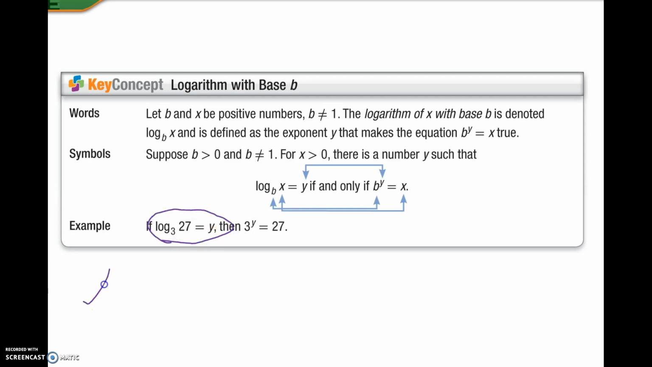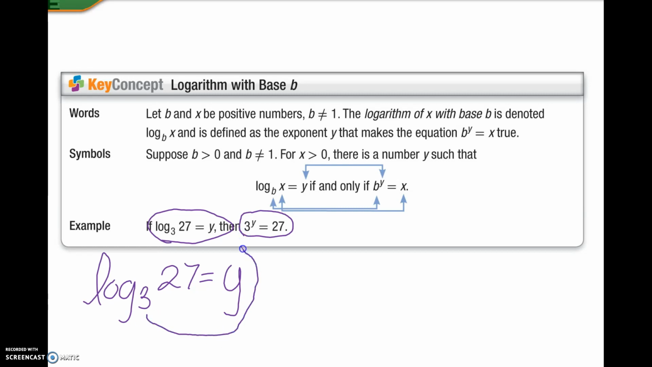So here is an example of a log. We would read this as log base 3 of 27 equals y. And you see when you put that in an exponential function, it is 3 to the y power equals 27. So we start at the base here, and that becomes the base of our exponential equation. We pick up our exponent, and we end at that 27.